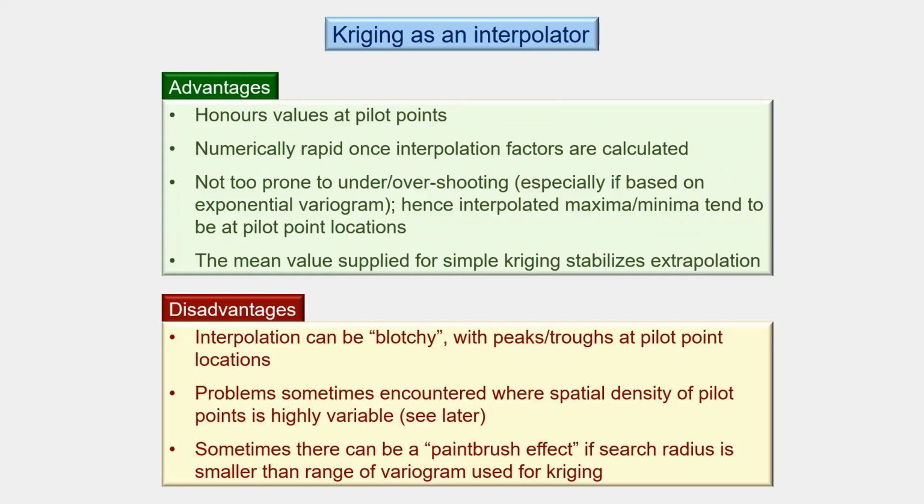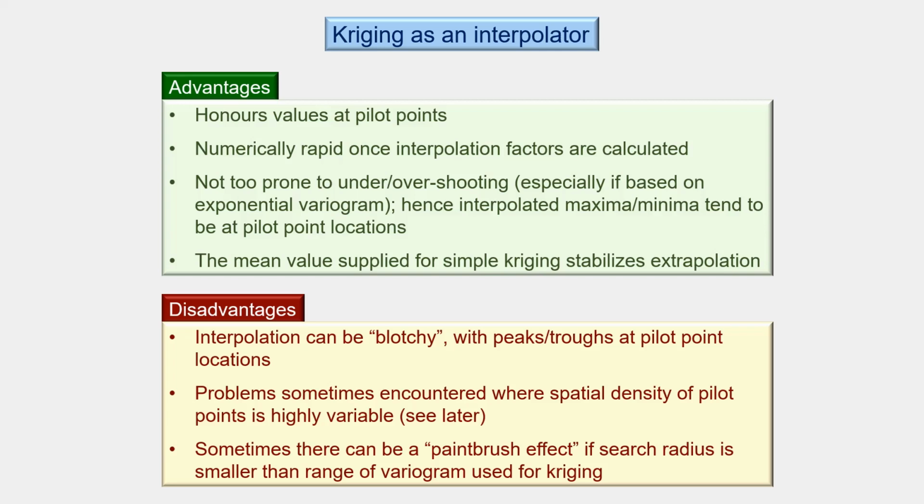Let's talk just for a moment about kriging and radial basis functions. Kriging as an interpolator has certain advantages which make it very attractive. It's numerically quite rapid. The values are honored at the pilot points, so the interpolated values at the locations of the pilot points are the same as the values ascribed to the pilot points themselves. It doesn't tend to be too prone to undershooting or overshooting, especially if we use an exponential variogram. It also has some nice features with simple kriging, which we'll talk about shortly. The mean value supplied with simple kriging stabilizes extrapolation if we have to undertake extrapolation and not just interpolation.